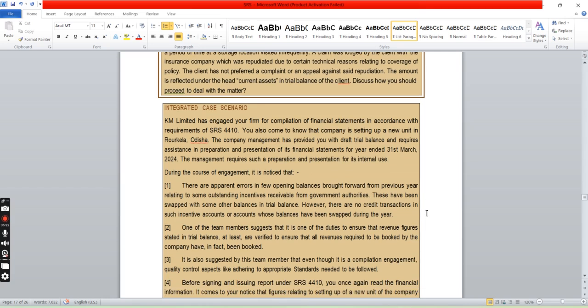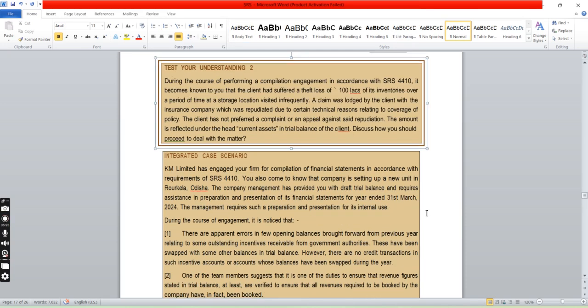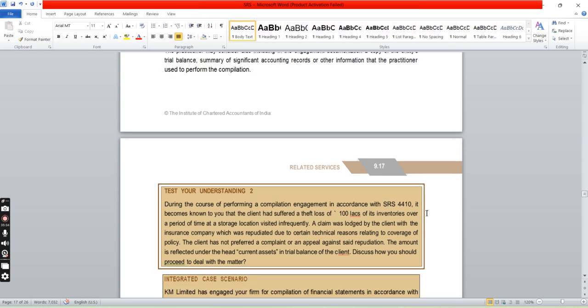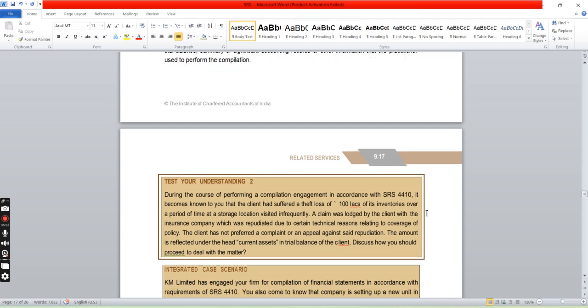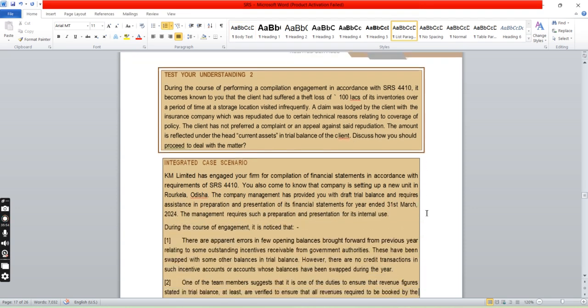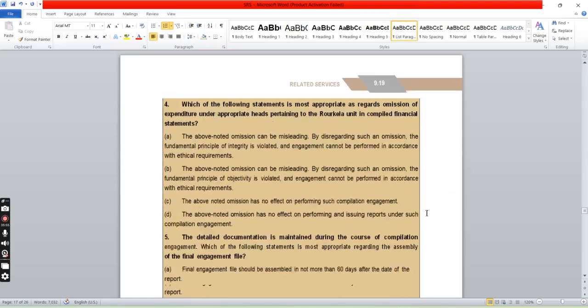KM Limited has engaged your firm, so first we have to answer this: during the course of performing a compilation engagement in accordance with this standard, it became known that the client suffered a theft loss of 100 lakh of its inventory over a period of time at a storage location visited infrequently. A claim was lodged by the client with the insurance company, which was repudiated due to certain technical reasons relating to coverage of the policy. The client has not preferred a complaint or an appeal against that repudiation. The amount is reflected under current assets in the trial balance. Discuss how you should proceed to deal with the matter. So this is Test Your Understanding question number 2.